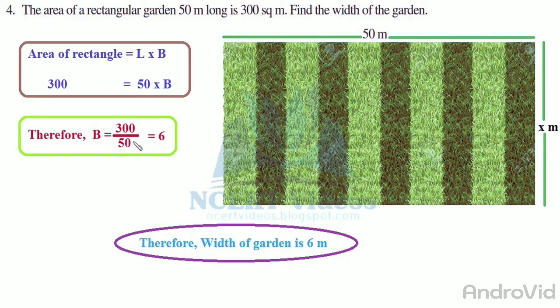So therefore, dividing 300 by 50, when 50 goes towards the left hand side, it gets divided because it was getting multiplied on the right hand side. 0 gets cancelled out, and 5 6s are 30. Therefore, width of the garden is 6 meter. Remember, the unit is meter, so write in meters.